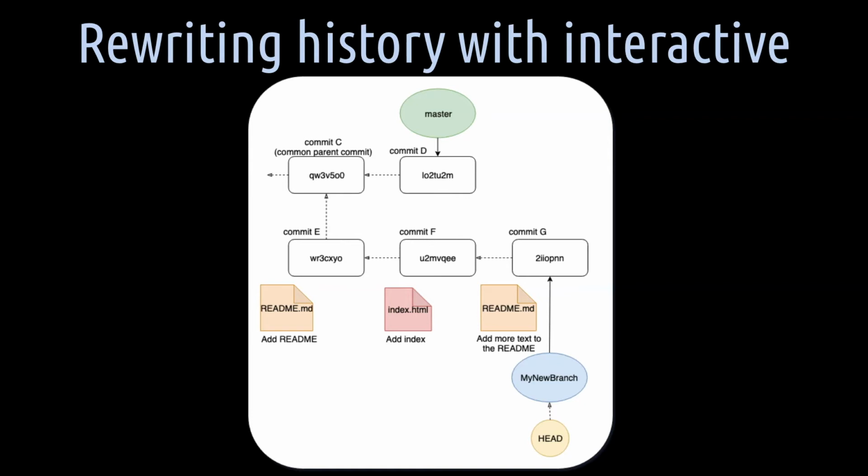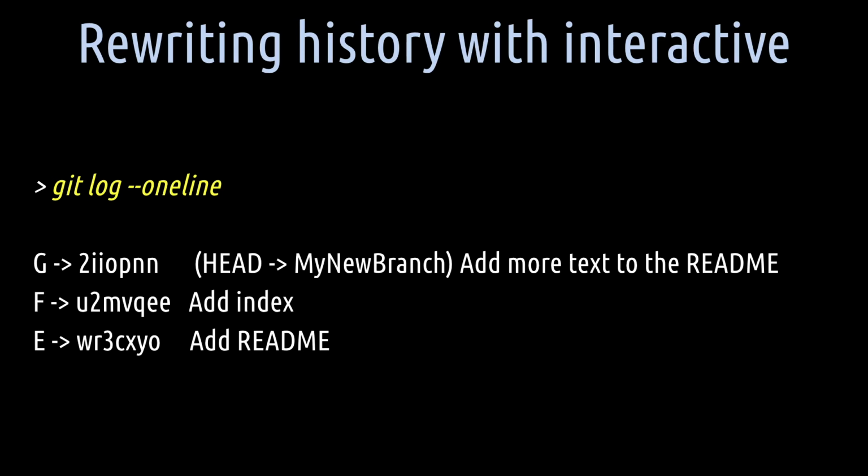We suddenly notice that we have forgotten to add some important documentation to our README file and add an extra commit G for that. When we now have a look at the commit history of the MyNew branch, it looks like this. The latest commit is on top here. Doesn't look super clean, right?